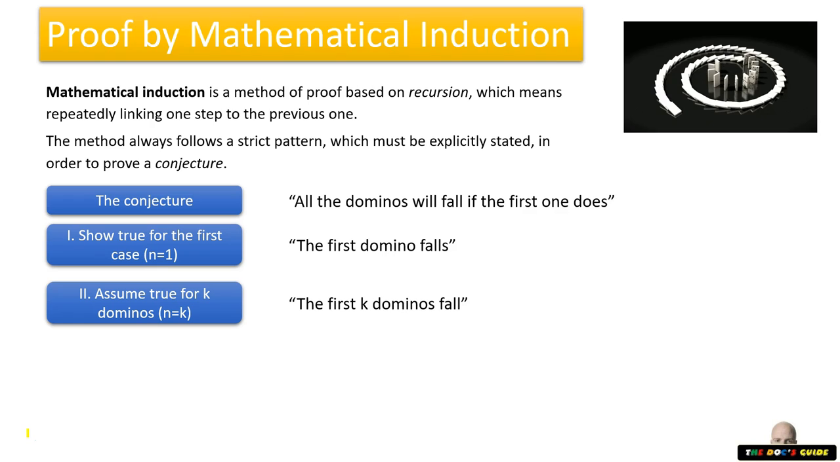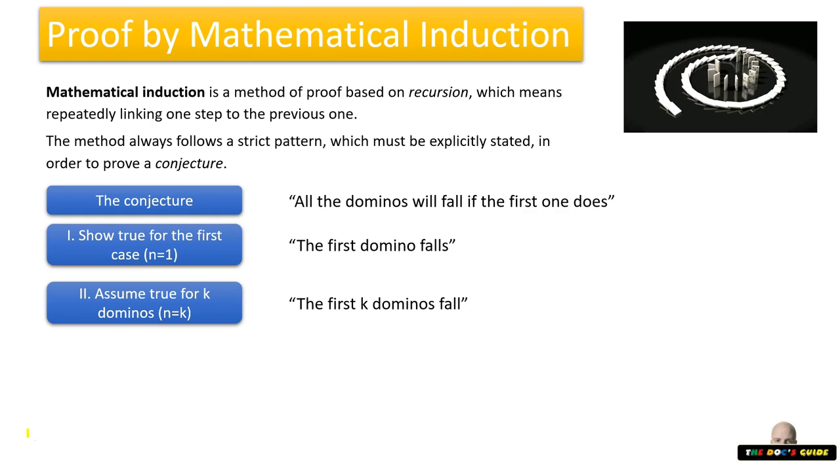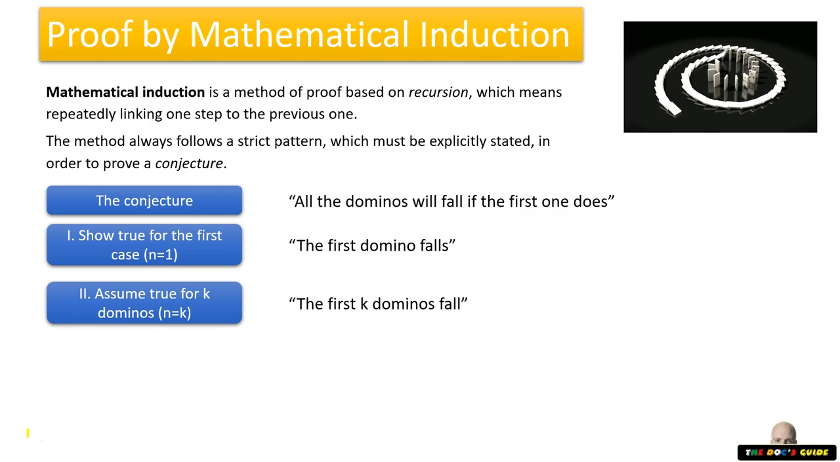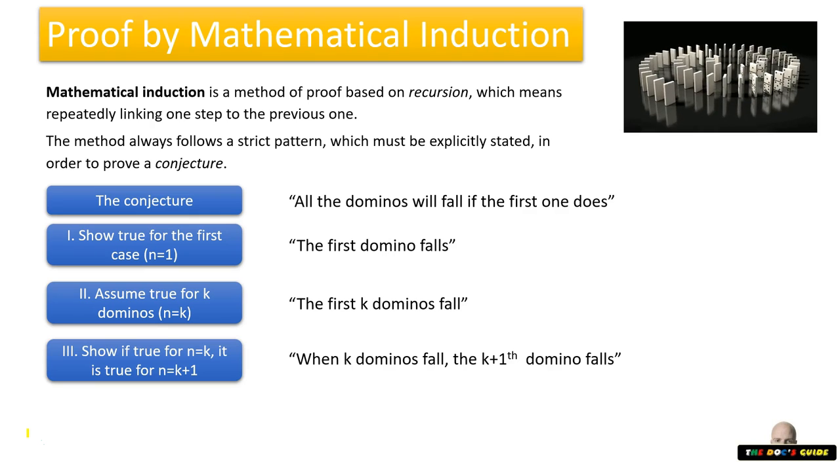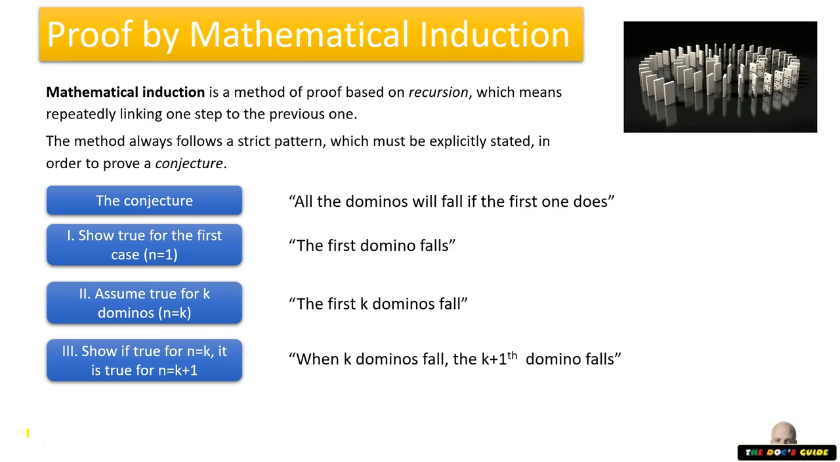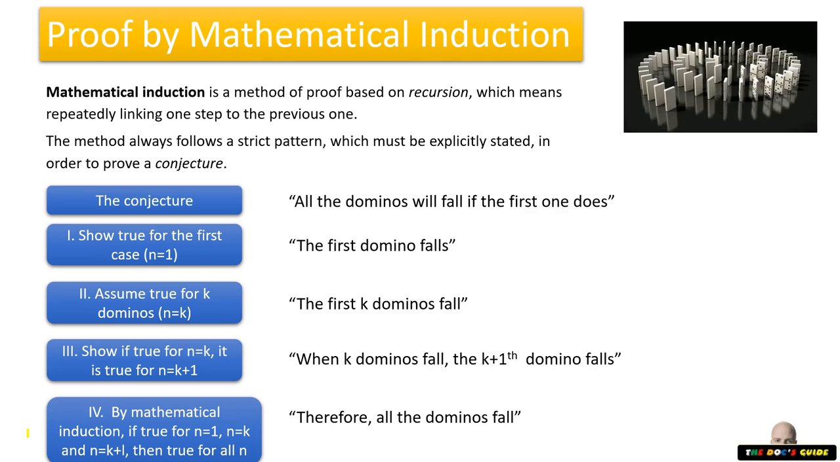Then we assume it's true for some general case where n equals k. Now this will become a little bit clearer when we're actually dealing with examples, but what it's saying is, well, the first k dominoes will fall. K is just any number. But the key bit is that we show that if it's true for our assumption of n equals k, then it's also true for the next case. So that we can say, well, if k dominoes fall, the k plus 1th, the next one in line, will also fall.